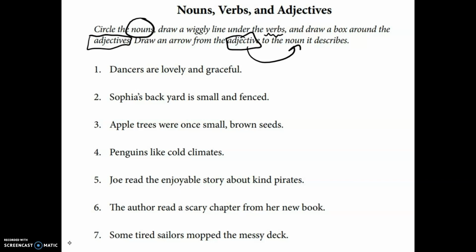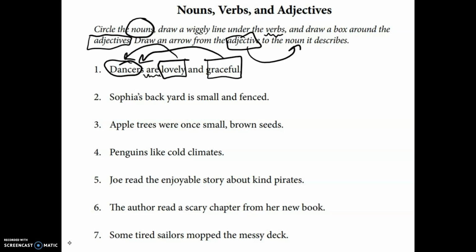So, dancers are lovely and graceful. Nouns are person, place, or things. So, dancers is our only noun in this, and it actually should have been a circle. And the verb is are. And then our adjectives are lovely and graceful, and those are both describing the dancers, so we're going to put the arrow to dancers.